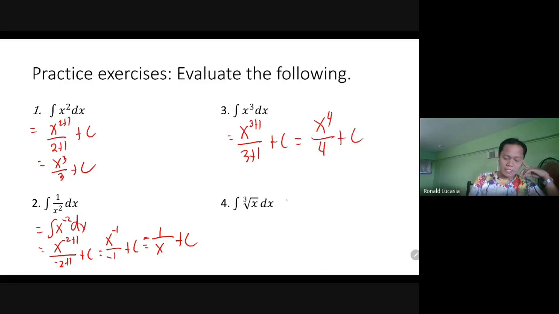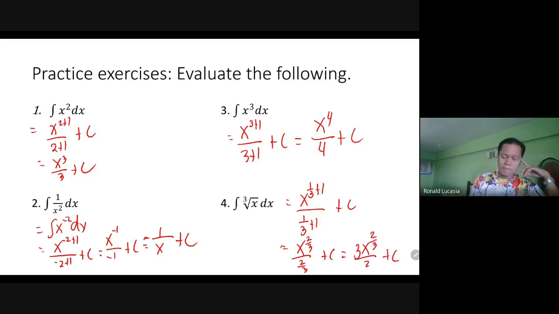This one will be x to the 1 third plus 1 over 1 third plus 1, plus c. 1 third plus 1 is 2 thirds. So that's x to the 2 thirds over 2 thirds plus c. The final answer now is 3x to the power of 2 thirds over 2 plus c.